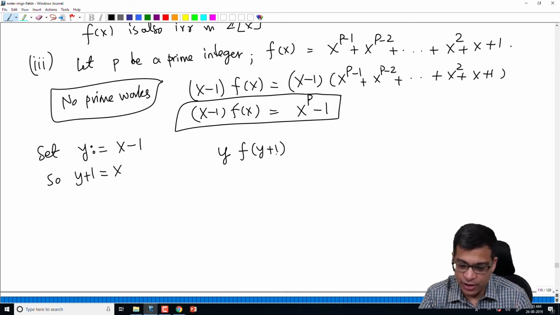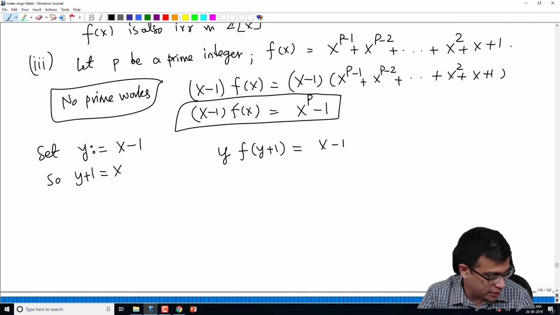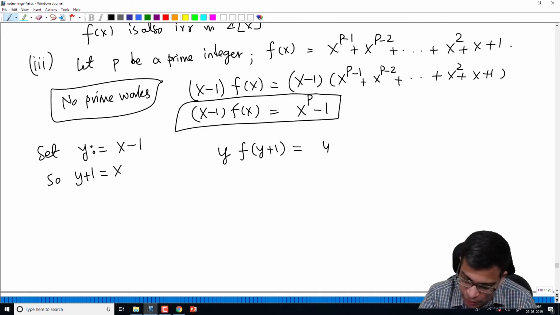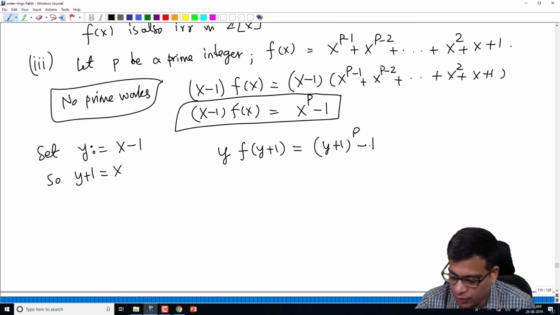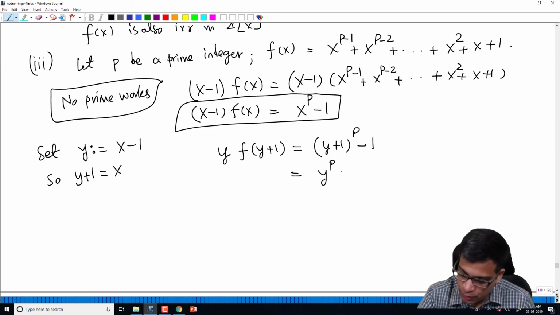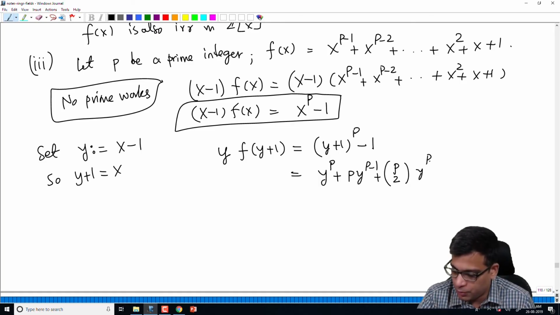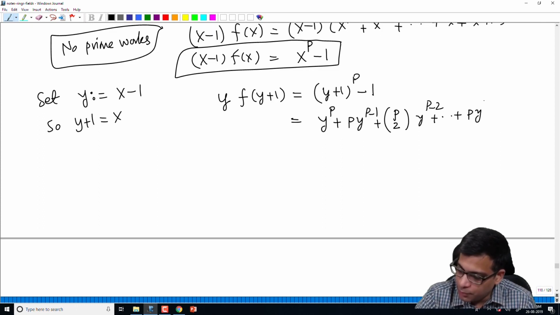So y times f(y+1) is x minus 1, or rather (x-1)... power p minus 1, because x is y plus 1. So y times f(y+1) is equal to (y+1) power p minus 1. But what is this? This is y^p plus p y^(p-1) plus p choose 2 y^(p-2) all the way up to p y, plus 1 minus 1.